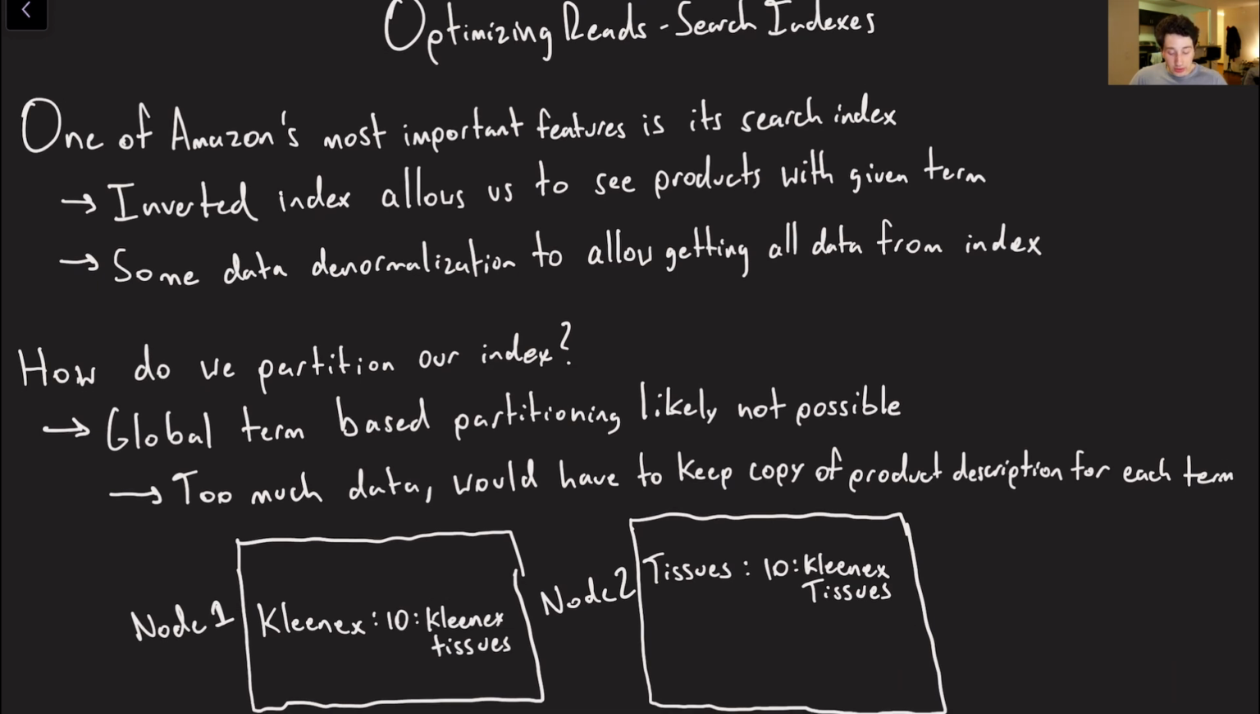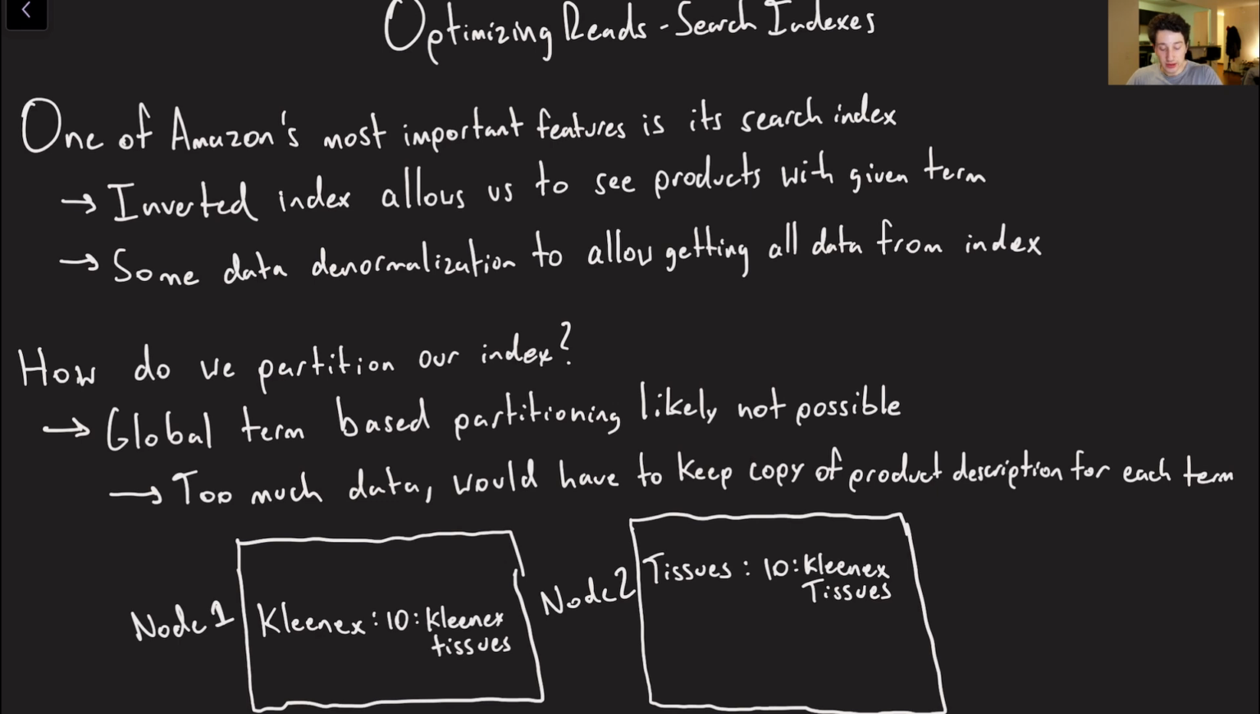Cool. So another part of reads that we really want to optimize is going to be text search. So, of course, if you go to Amazon, one of the things that you're going to notice is that we have this massive search bar at the top, and you want it to be quick when you search for a given product. So if I want to search for a mattress, I want to see only mattresses, and I want that to happen really quickly.